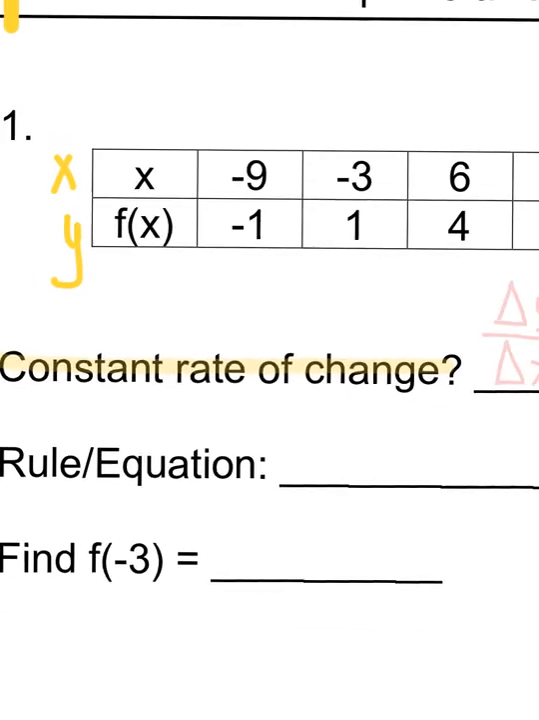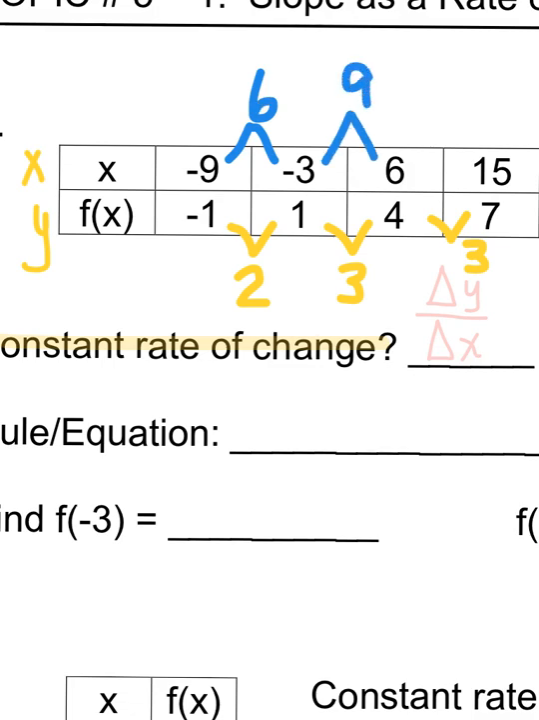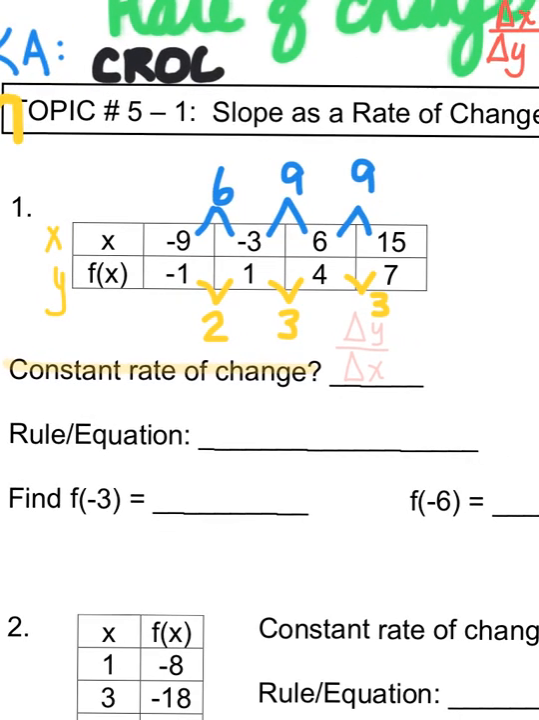When we're finding the change in y, we are finding the difference between the two values. So we have a difference of 2 here, a difference of 3 here, and a difference of 3 here. Go to the x values. The x values, this difference is 6, 9, and 9.